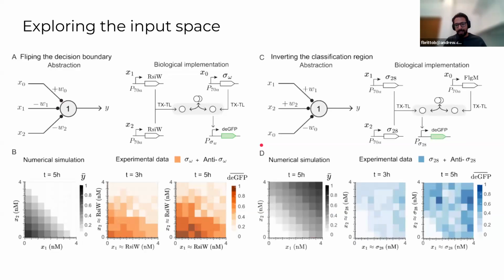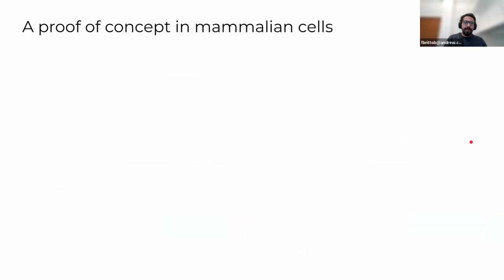It happens also for the sigma 28. In this case, we had the anti-sigma factor as a constant expression at a constant plasmid value in our reaction, and then we titrated over different values of our sigma factors here, and we were able to invert the classification region. Same properties hold again. Perfect.